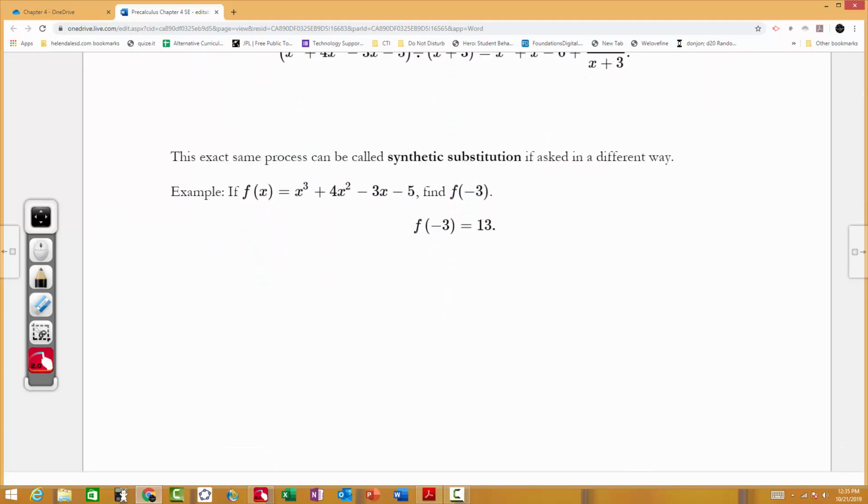So right here, I just wanted to point out synthetic substitution. Synthetic substitution says that if I had that long polynomial, f of x equals x cubed plus 4x squared minus 3x minus 5, instead of substituting in that number, I can just do synthetic division to get the result. If I said what is f of 6, that means substitute 6, correct? But what's 6 cubed?